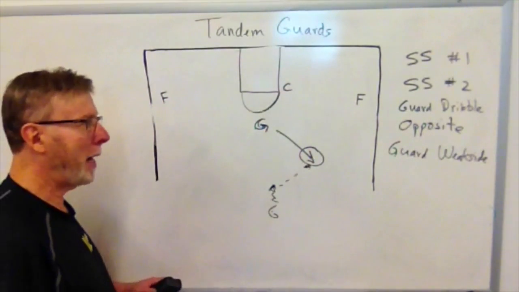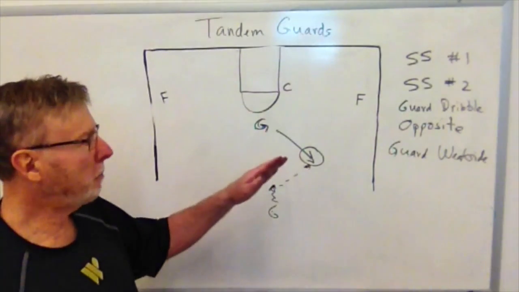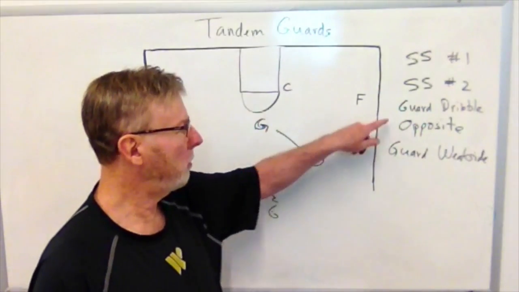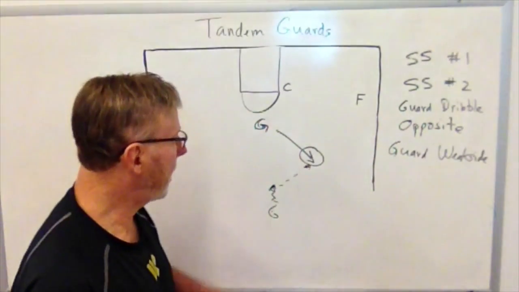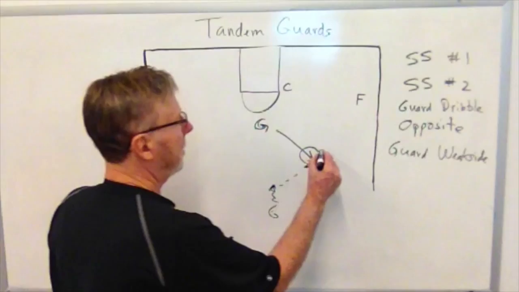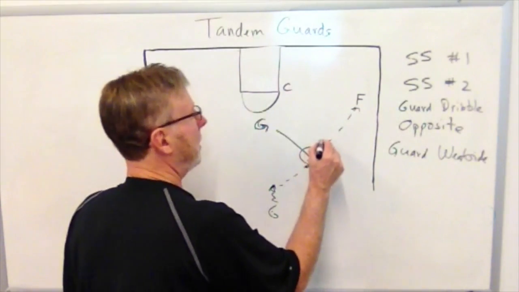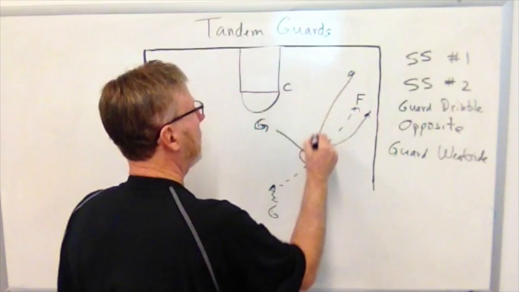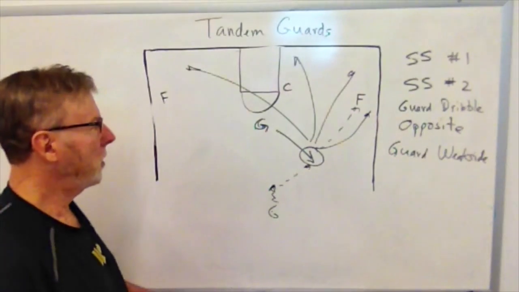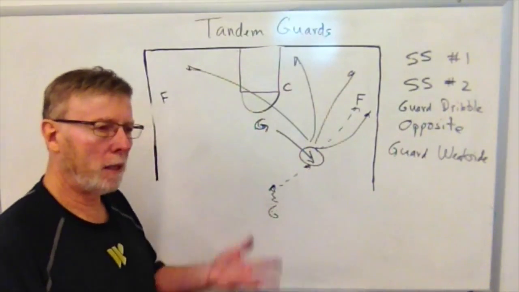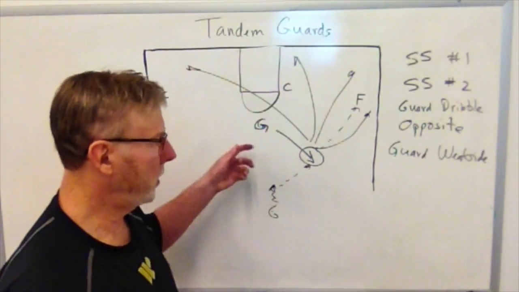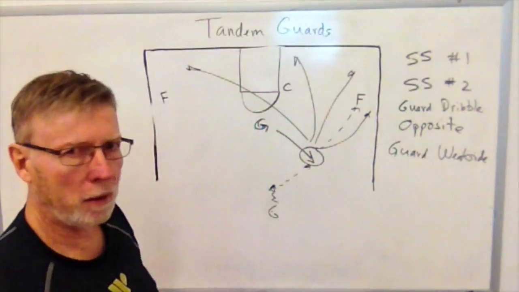He turns, faces the basket. He has all of these options now of running strong side one, strong side two, guard dribble, going opposite, going guard weak side, or even going back to the other guard and going weak side play. So now he can make this pass, and he's going to either cut here, cut here, cut here, cut here, all of the options. So tandem guards is just a way of relieving some pressure, potentially, or just changing assignments with the other guard.